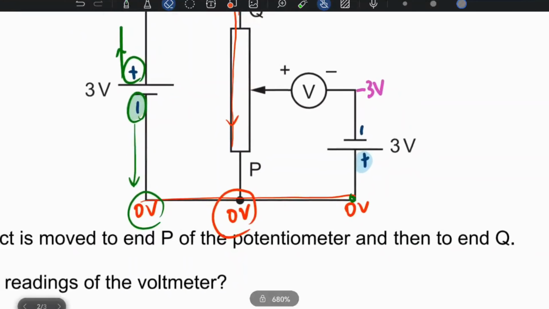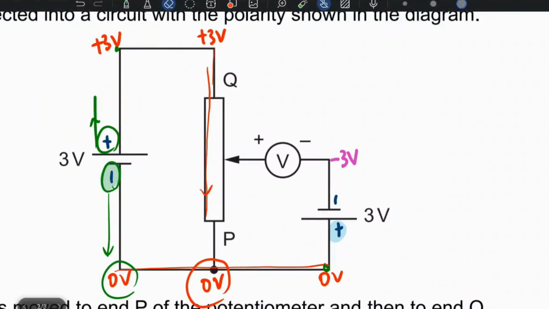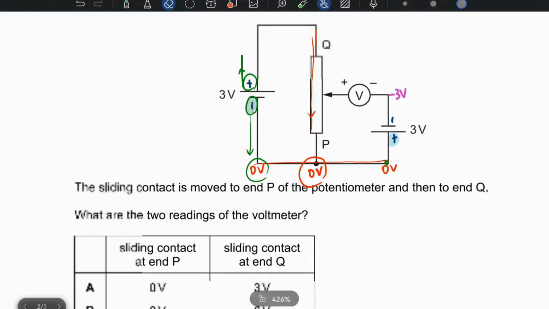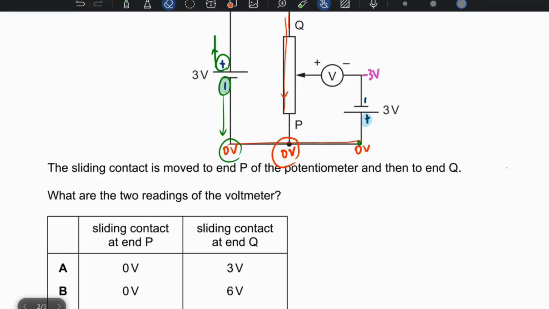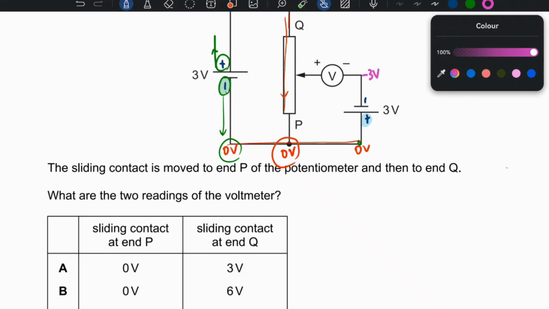Okay, so we have officially labeled some points in our circuit with voltage. So now let's start solving. Let's go back to see what the question wants. It asks: what are the two readings of the voltmeter when it is at NP and NQ? So let's start with the first scenario, NP. Let me pick a color. Okay, I think I picked this.